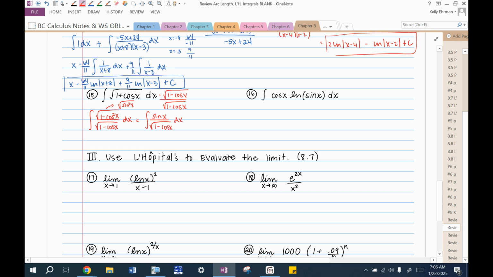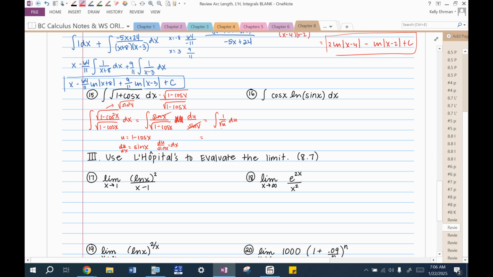Now that I've manipulated it a bit, I think u sub will work. U would be 1 minus cosine x. du dx would be, so the 1 becomes 0, this becomes sine x. So du over sine x will equal dx. So the sine x will cancel. So now it's the integral of 1 over the square root of u du.